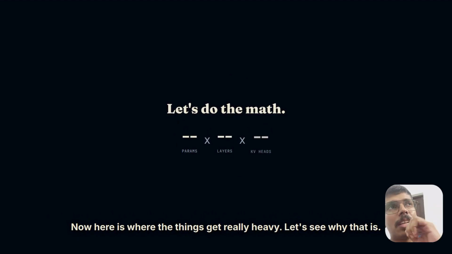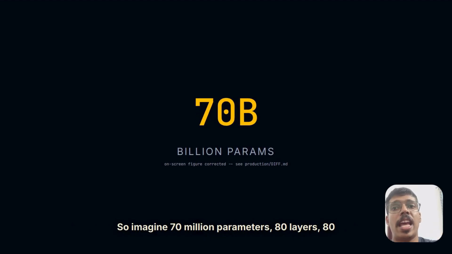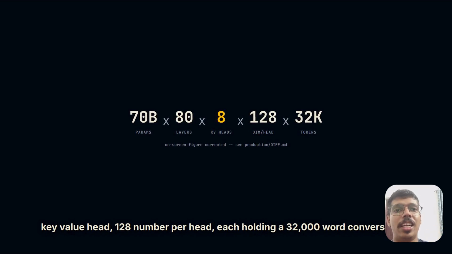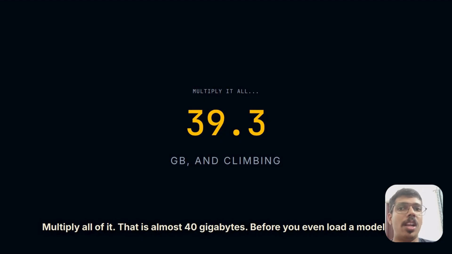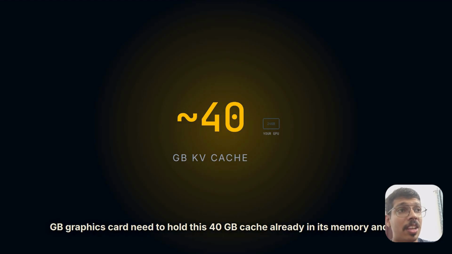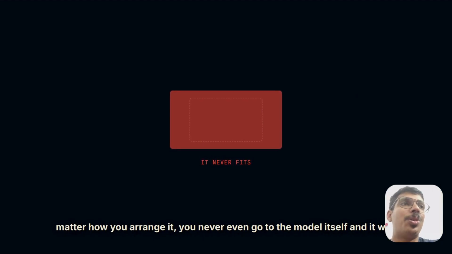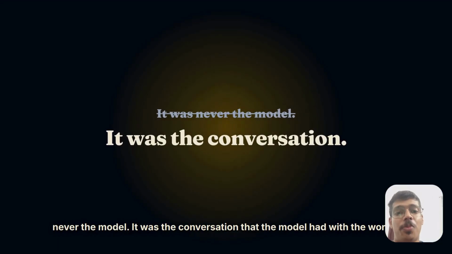Now here is where things get really heavy. Let's see why that is. Imagine a 17 billion parameter model with 80 layers, 80 key-value heads, 128 numbers per head, each holding a 32,000-word conversation. Multiply all of it. That is almost 40 gigabytes. Before you even load the model, a 24 GB graphics card needs to hold this 40 GB cache in its memory, and no matter how you arrange it, you never even get to the model itself. It was never the model, it was the conversation that the model had with the words.